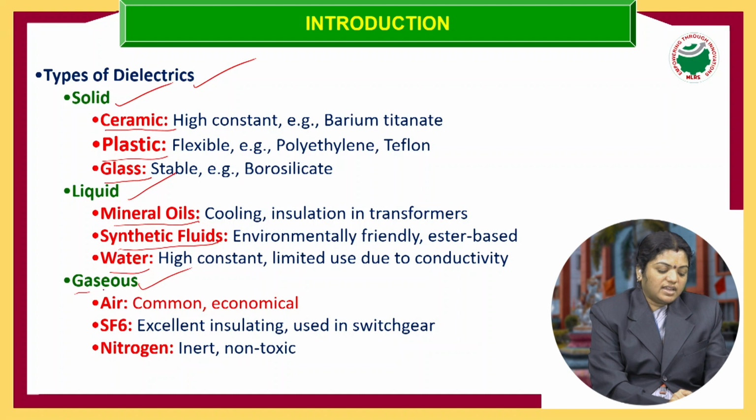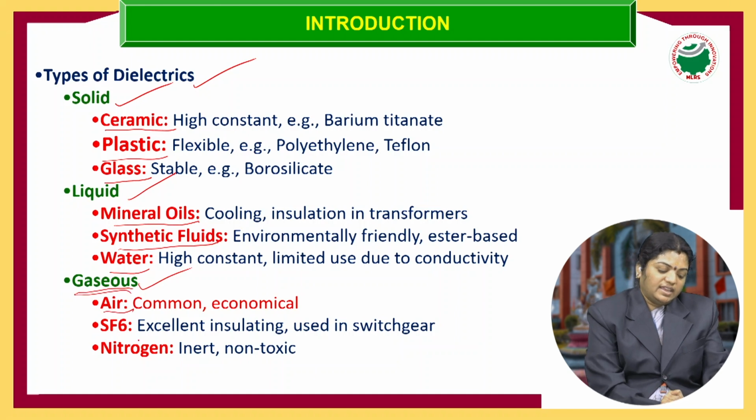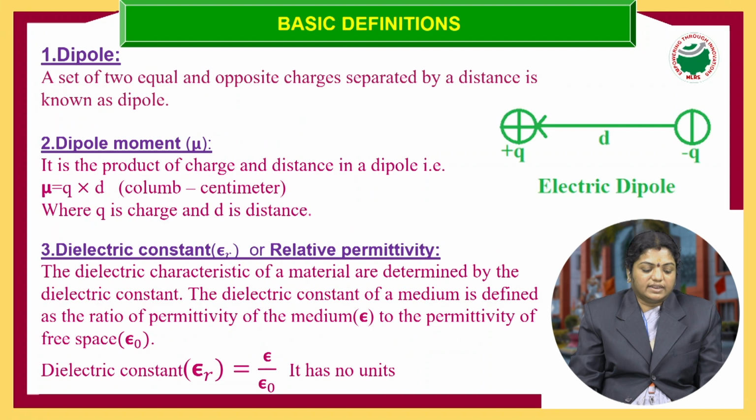And the next one is the gaseous molecules. In the gaseous molecules, air and SF6 and nitrogen. So these are all the types of the dielectric materials: solids and liquids and gases, and some examples.